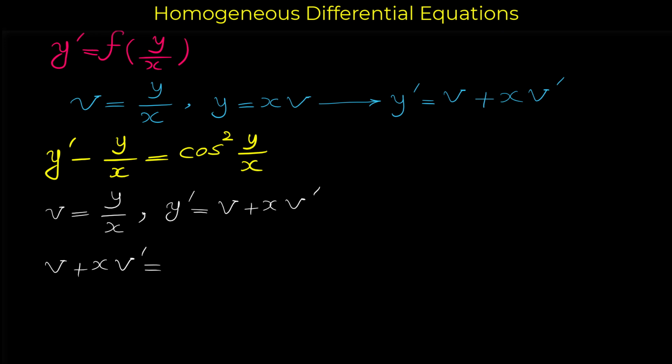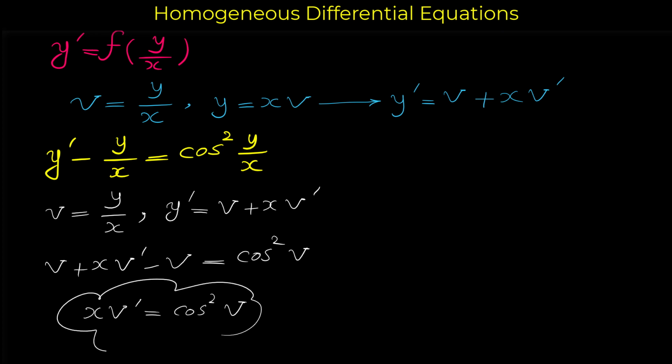Actually here we have to subtract y prime. We replaced y prime with this because y prime is equal to this expression minus y over x. But don't forget, y over x is v, so minus v equals cosine squared of y over x. But y over x is v, so cosine squared of v. Now, if you pay attention here, v and v cancel each other, so we have x v prime equals cosine squared of v.